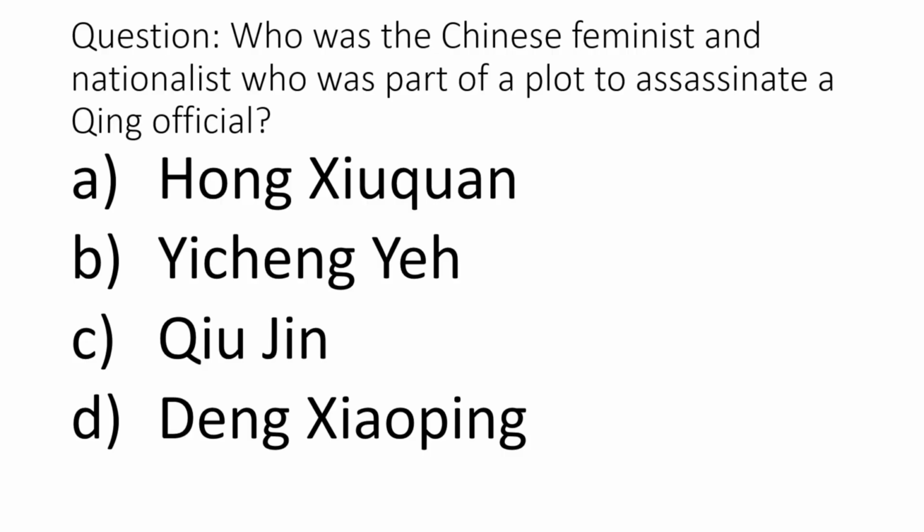Who was the Chinese feminist and nationalist who was part of a plot to assassinate a Qing official? Was it Hong Xiuquan, Yi Chengya, Chu Jin, or Deng Xiaoping? And the correct answer in 3, 2, 1 was Chu Jin.